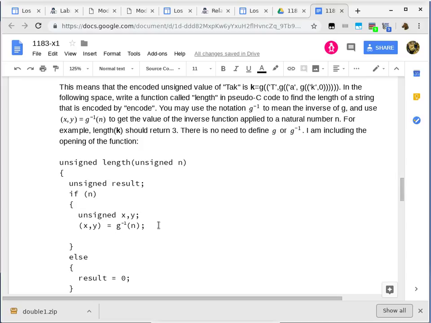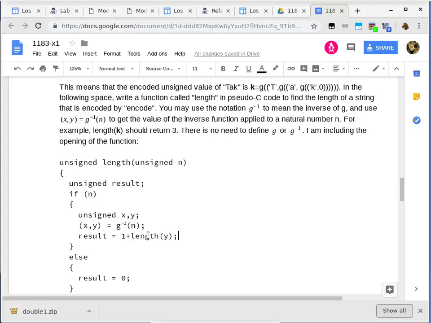So now I can say result is 1 plus. The 1 is accounting for the non-null character x, and then I just call length again, but this time it's processing y, which is the encoded natural number of the rest of the string. So something like that is going to work.